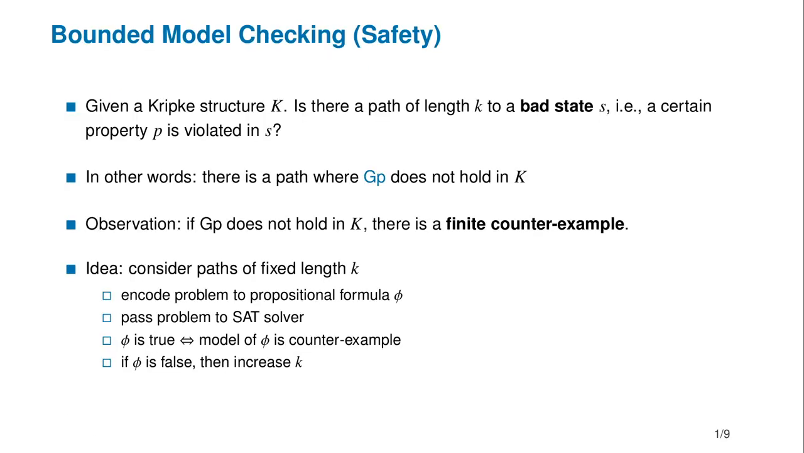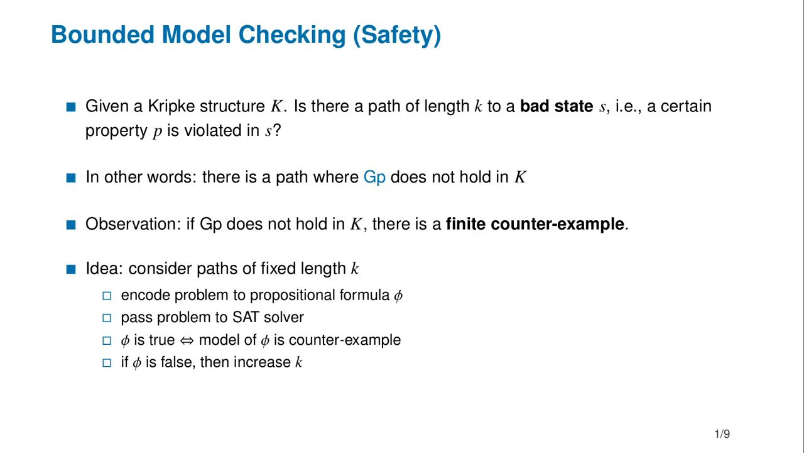Okay, so let's quickly recapitulate how bounded model checking in the case of safety checking looked like. We have a given Kripke structure K, and we want to know if there is a path of length small k to a bad state, such that in this bad state a certain property is violated. So if we do k steps, is it possible to reach a state where a certain property is violated? In other words, we want to check whether there is a path on which P does not globally hold.